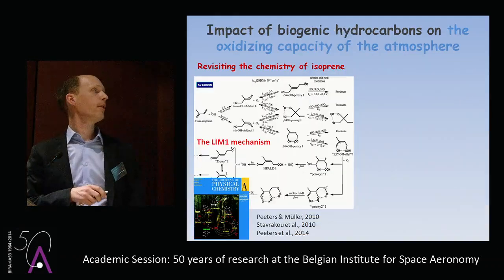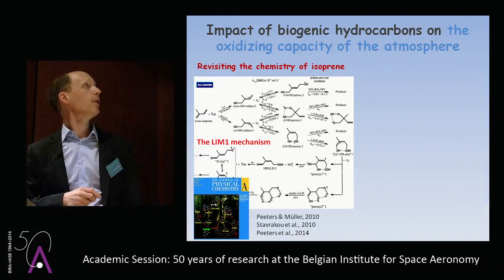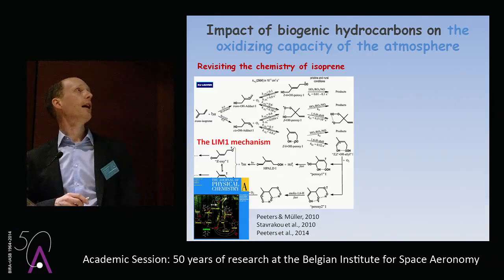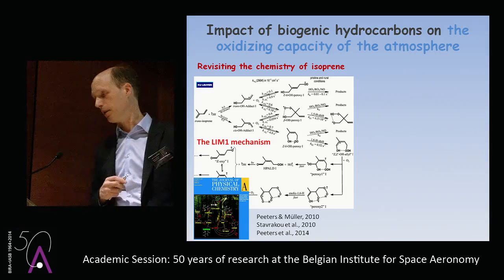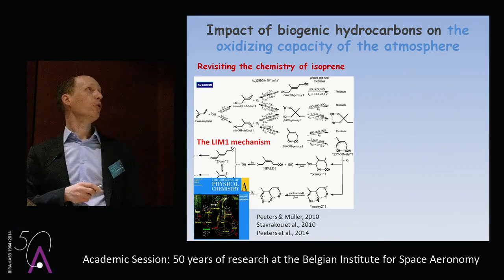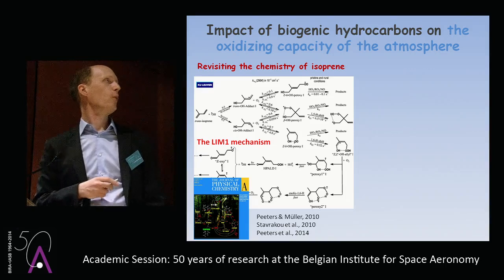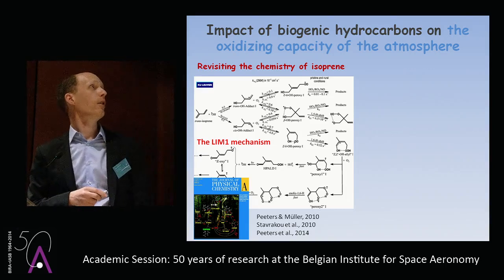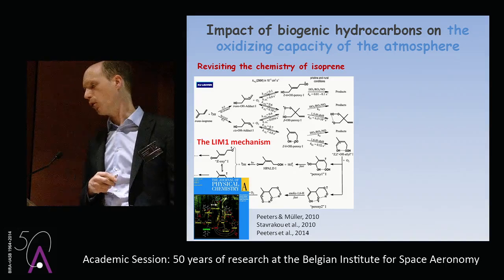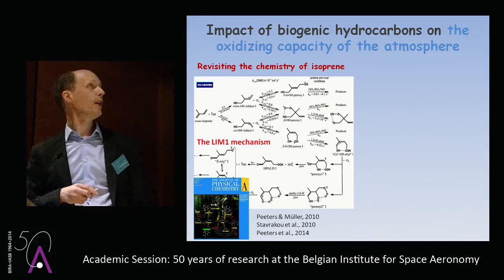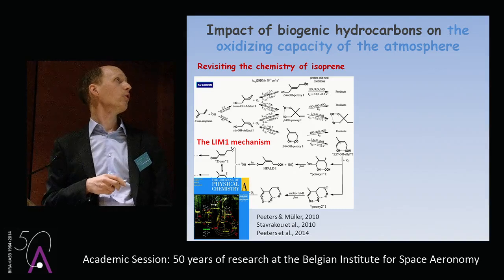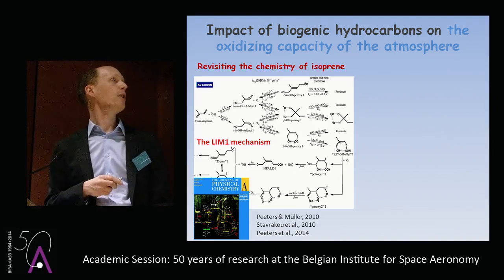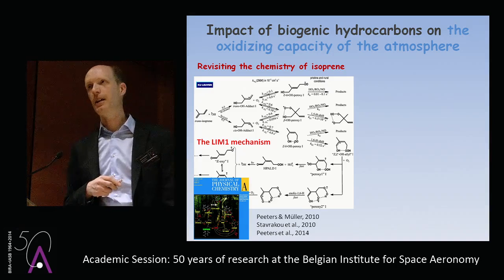A favorite topic of research is the chemistry of biogenic volatile organic compounds, and especially isoprene, which is the most largely emitted. Its emissions are comparable to the emissions of methane. So we need to know what happens to isoprene in the atmosphere. And until a few years ago, we believed that we really got it right, and then it turned out that we were completely wrong. There was something really missing in the chemical mechanism.